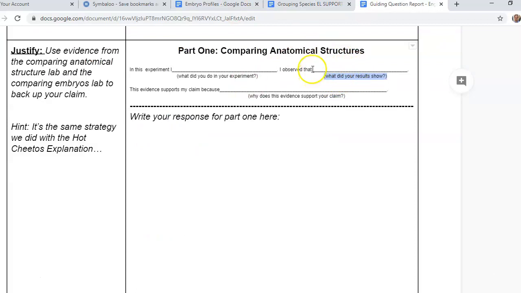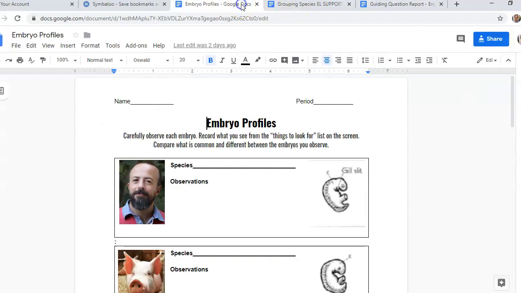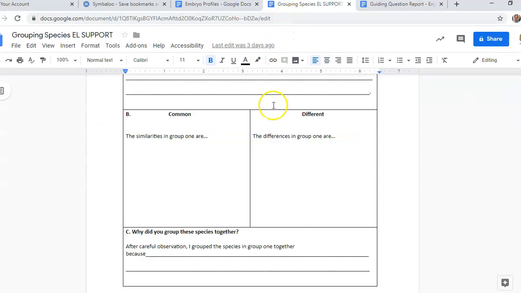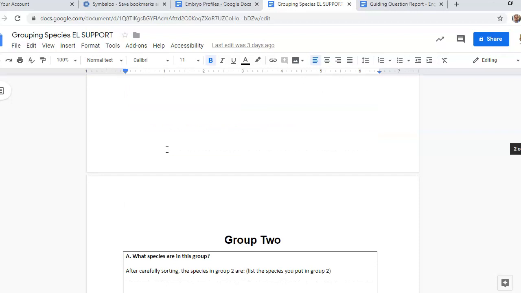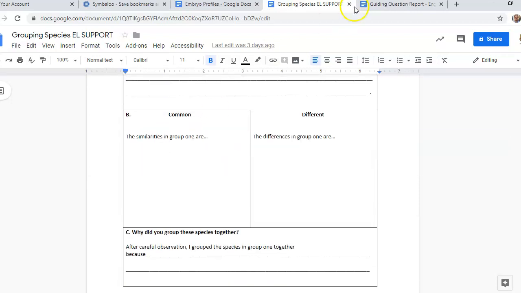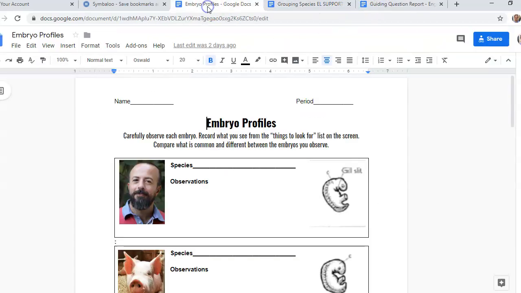So you're going to, again, write out, I observed that, and then you're going to write what your results showed. Okay, and what did you see? Did you see that there were a lot of species that had common bones? What did you notice after you finished your experiment? What did they all have in common? As simple as that.